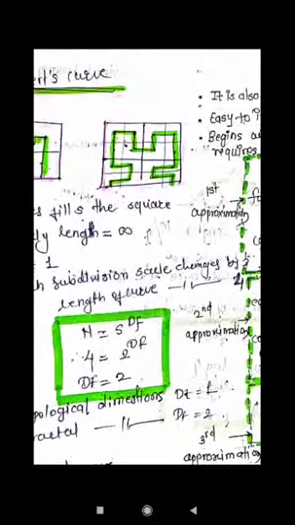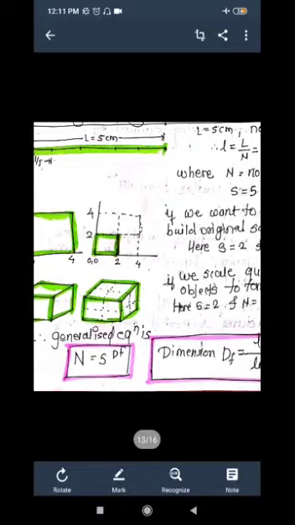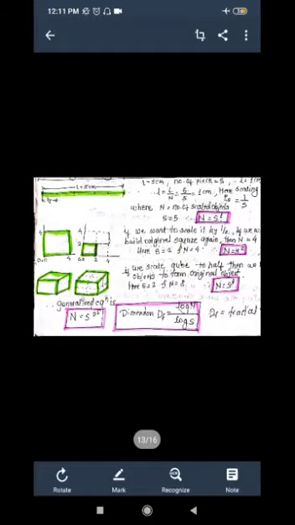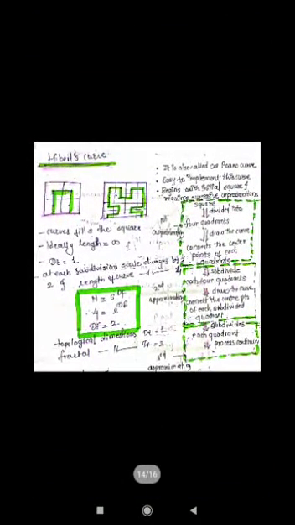We have the formula that we saw in the last lecture: N is equal to s raised to df. N is the number of subdivisions we are making, and s is the scaling factor by which we scale that object. df is the fractal dimension. So we have to find the fractal dimension of this Hilbert curve. We have the formula N equals s raised to df. N is what? The number of subdivisions.